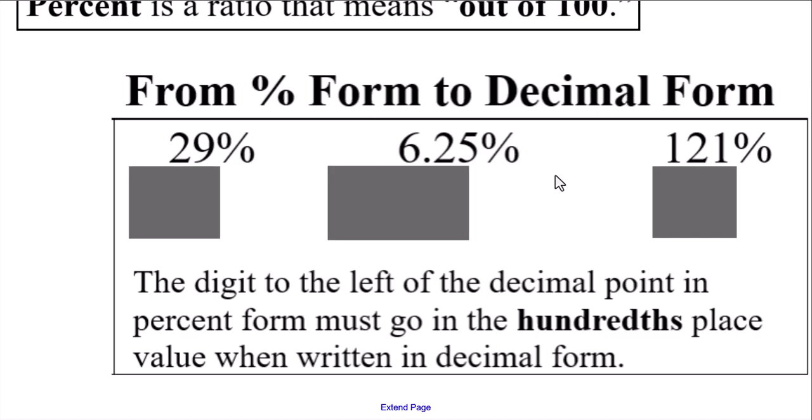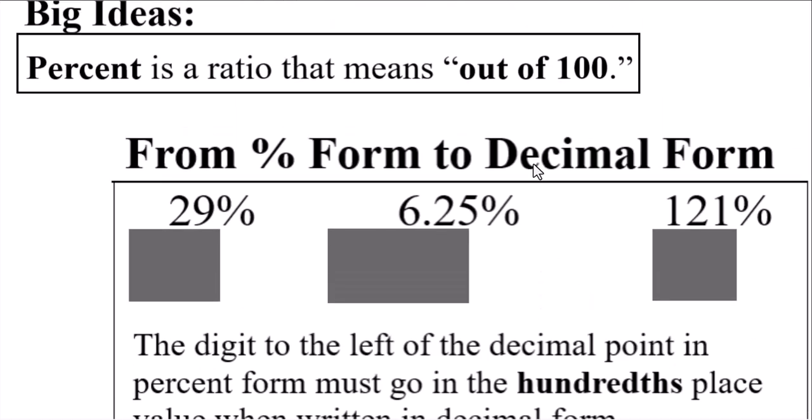This is kind of a backwards thing from the previous guided notes, where we were focusing on going from decimal form to percent form. Here's how this works, and I have this typed up for you. The digit to the left of the decimal point that's in percent form must go in the hundredths place value when written in decimal form. Now, why? Because percent means out of 100.